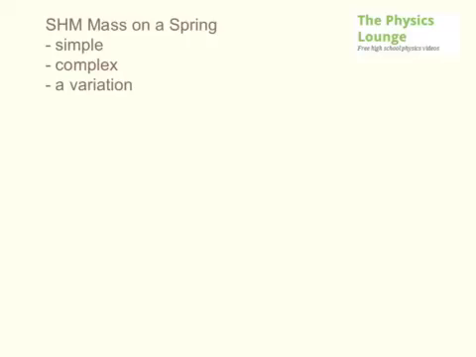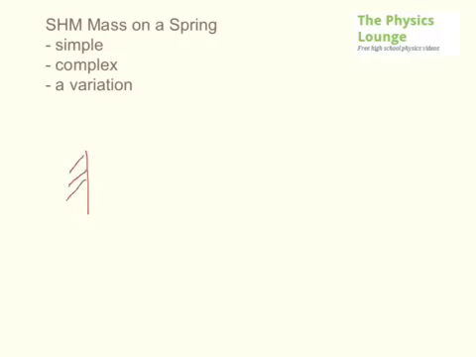So in this video we're looking at simple harmonic motion again. We're looking at the example of a mass on a spring. We've got a simple situation, complex situations, and variations, which are basically the same but use a different setup. So first of all, a mass on a spring.